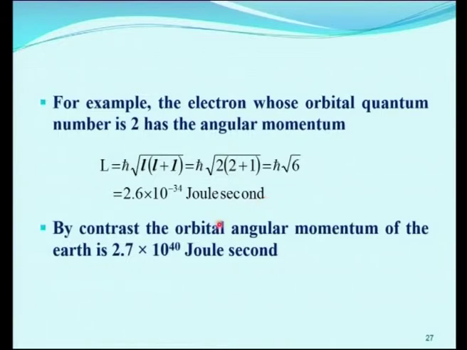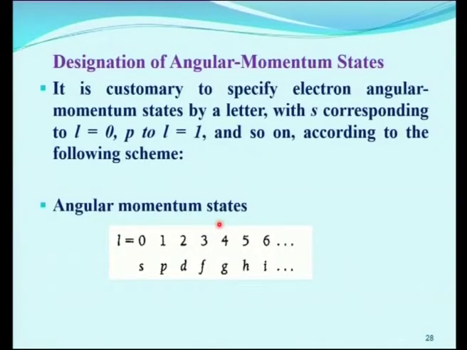By contrast, the orbital angular momentum of the Earth is 2.7 × 10^40 joule second. Now, we can designate these angular momentum states. It is customary to specify electron angular momentum states by a letter, with s corresponding to L = 0, p to L = 1, and so on, according to the following scheme.